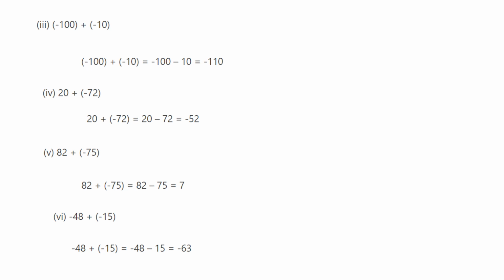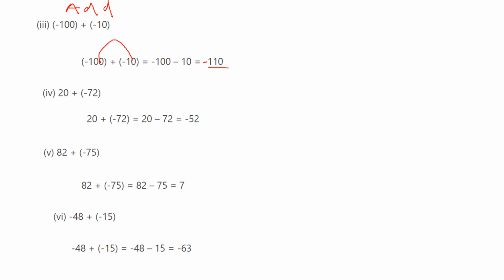Third sum, add only. Add minus 100 plus minus 10. Here both are minus, which means first you add the numbers, 100 plus 10, 110. Both minus means minus plus minus equal to minus. So you put minus.